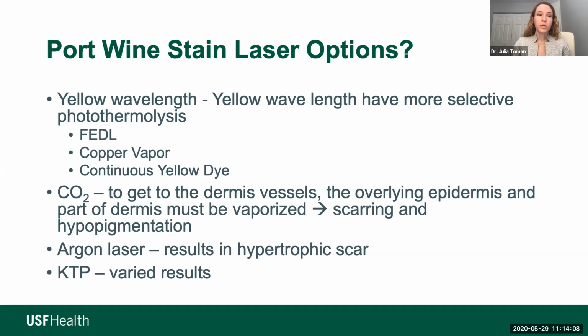So when we talked about yellow wavelength lasers, the yellow wavelengths are most selective for photothermolysis of ectatic vessels. And there are a variety: the flash lamp excited, the copper vapor, as well as the continuous yellow dye. And these work by heating the blood itself within the vessel, and then that heat is conducted to the vessel wall. So there's less absorption by the melanin and less scatter compared to the KTP or argon laser options.